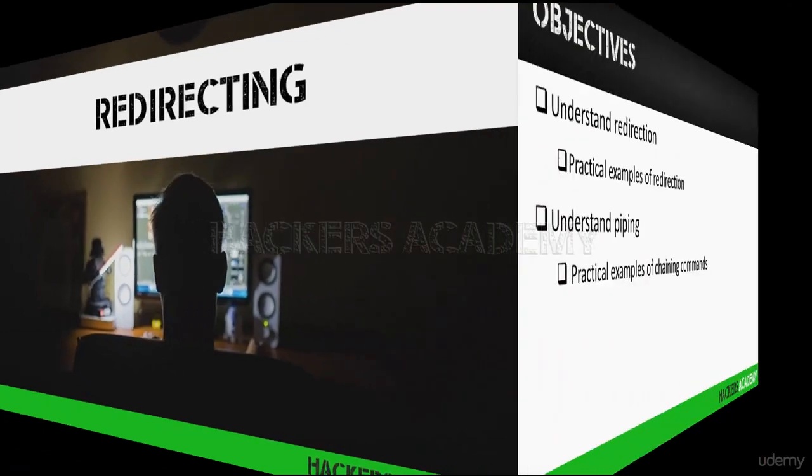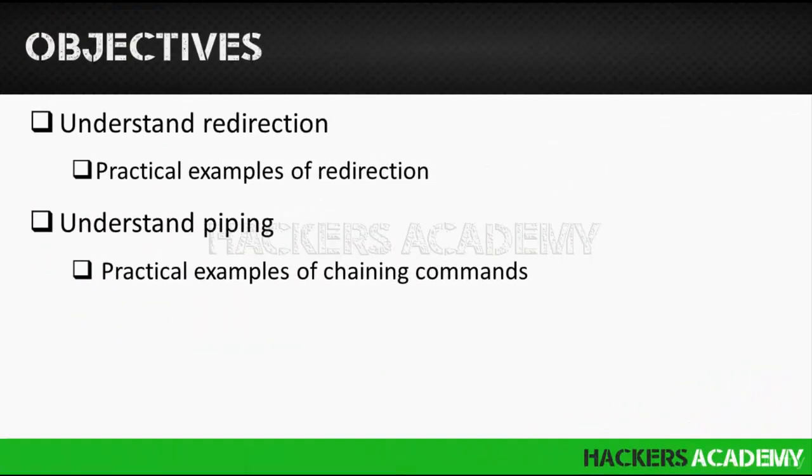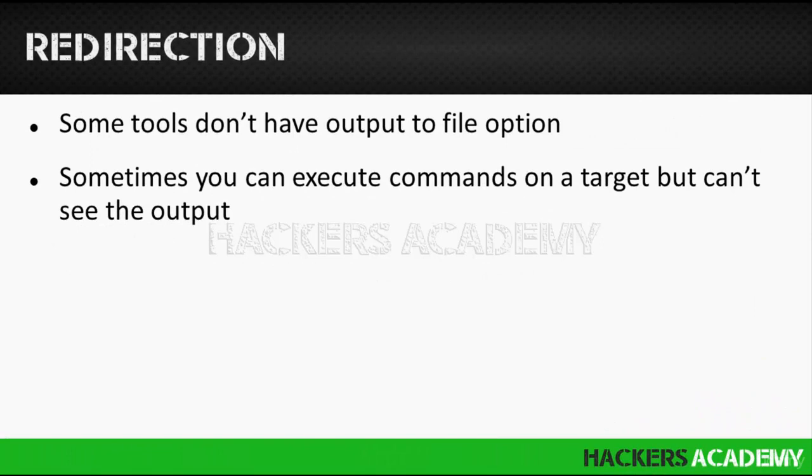This session's objectives are to understand redirection, input and output redirection, and we're going to see some practical examples of those. Now we're going to be looking at piping and some practical examples of how we can chain commands together. Redirection is when we take the output of a tool and instead of displaying it on a screen, we input it in a file. Or the other way around, we take the content of a file and we redirect it as an input to a certain tool.